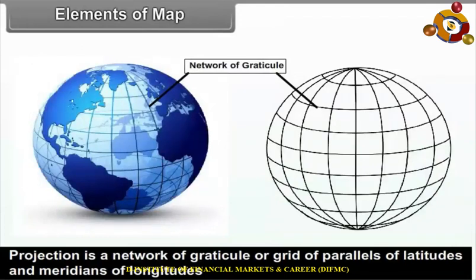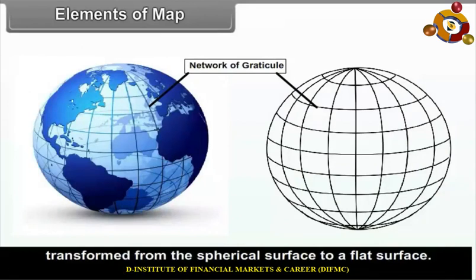Projection is a network of graticule or grid of parallels of latitude and meridians of longitudes transformed from the spherical surface to a flat surface.